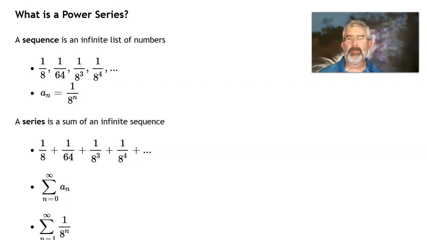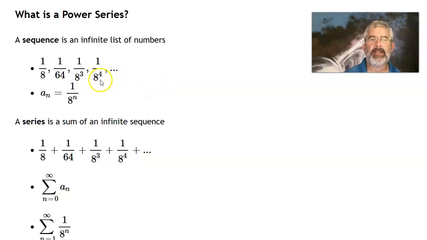So here's some terminology, and we will get you familiar with power series before we use them. A sequence, first of all, is an infinite list of numbers. So I have a list here: 1/8, 1/64, 1/8 cubed, 1/8 to the fourth, and so on. The dot dot dot is saying continue this pattern forever, right? So the next one will be 1/8 to the fifth, and 1/8 to the sixth, and so on.